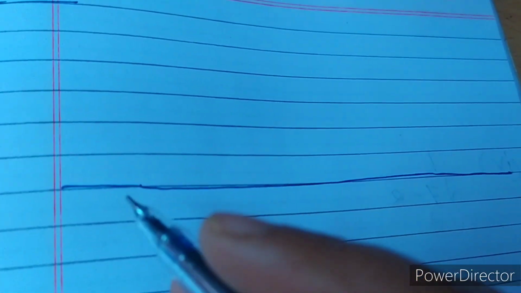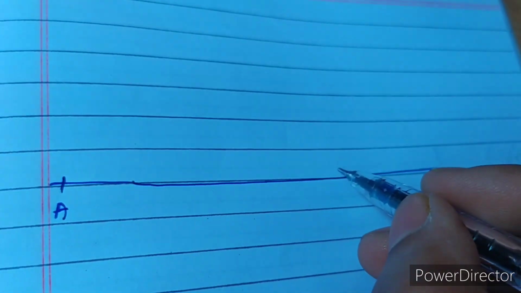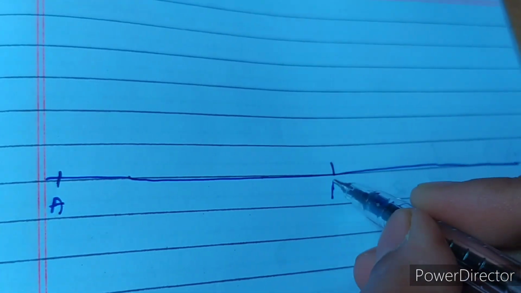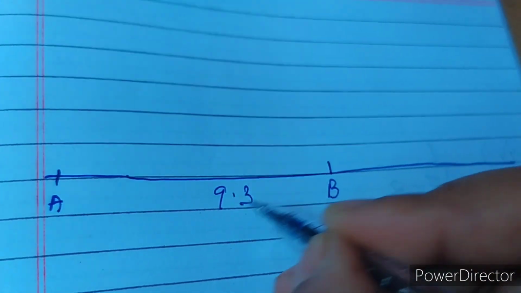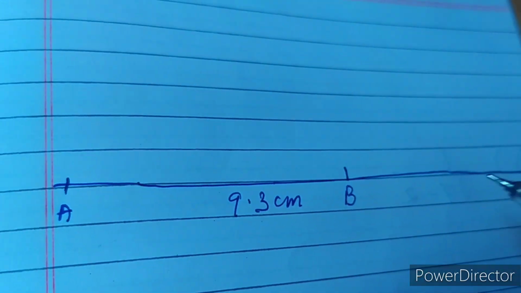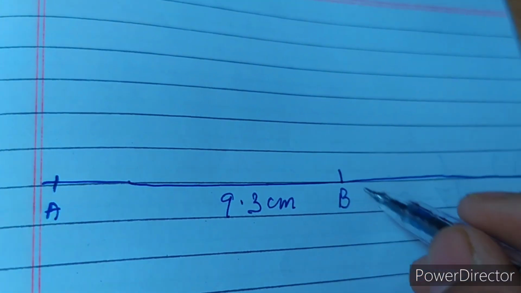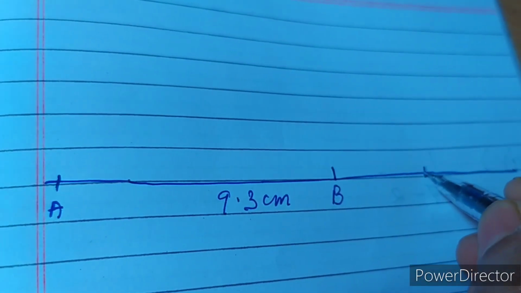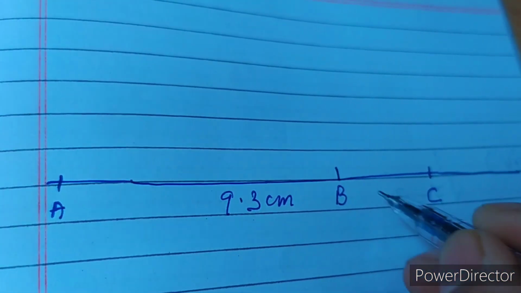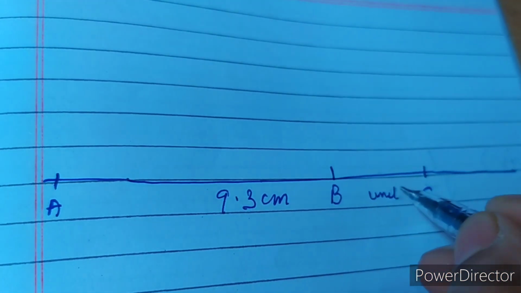So what you have to do is simply draw a line and measure. Suppose I have taken one point here, point A, and measure 9.3 and put a point B here. 9.3 centimeters you have to measure and put a point B on the number line, and then you have to take a unit length from B and mark it as C. This is the unit length you have to take here.